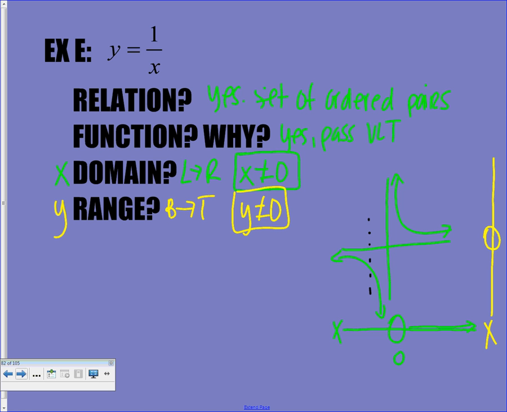Okay, and hopefully this makes a little bit of sense. If you look at the actual equation, I have 1 divided by x. Well, 1 divided by 0 doesn't exist. So that should make sense why x can't equal 0. And if I can't plug in 0, I can't get out 0. So sometimes you can look at the equation and figure it out as well. Most people just prefer to see the graph.